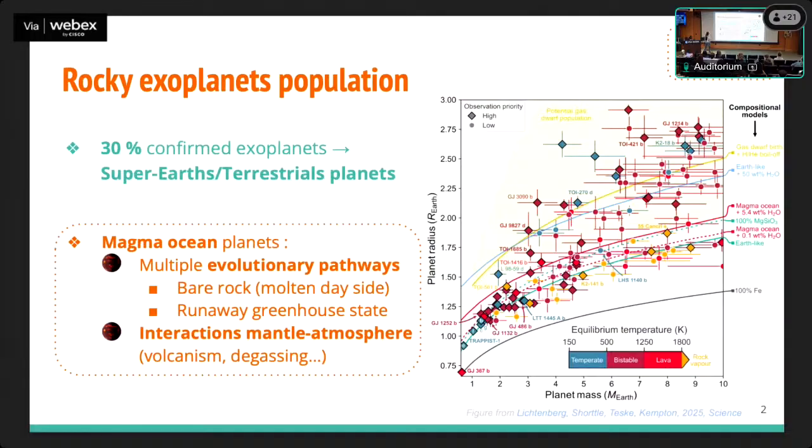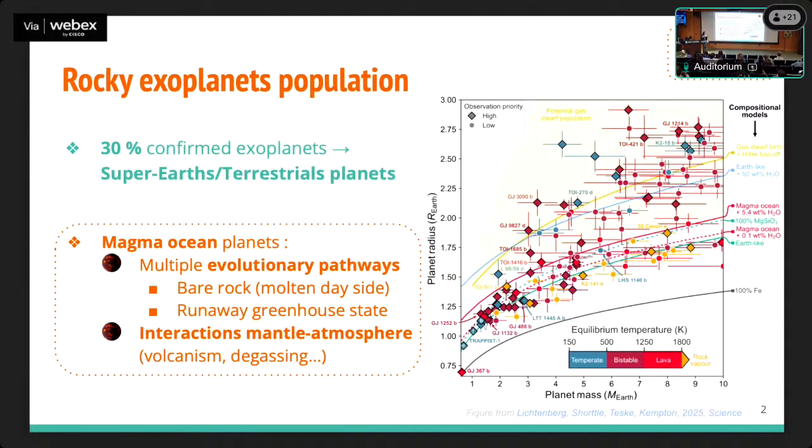And the ones I'm interested in are the ones that are colored in red. All the planets here are colored by their equilibrium temperature, and the red points here suggest that they are in a molten stage, so in a global magma ocean stage.